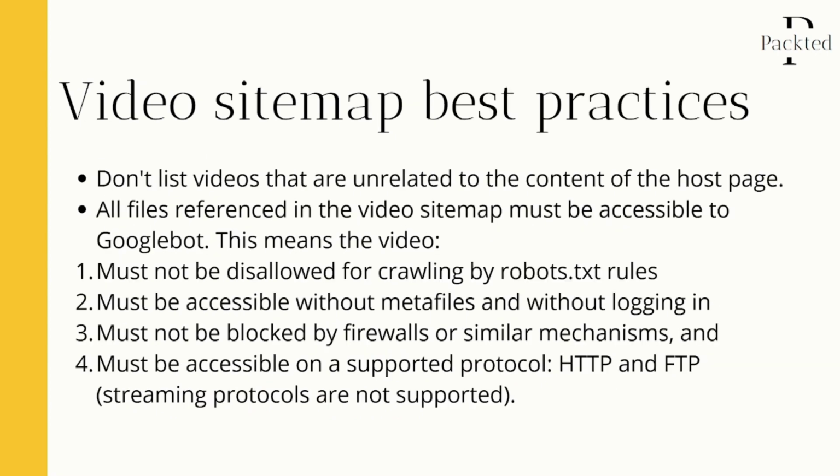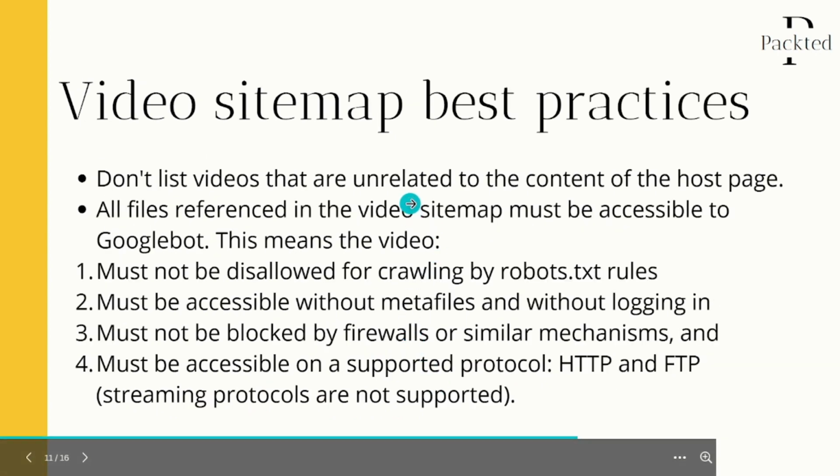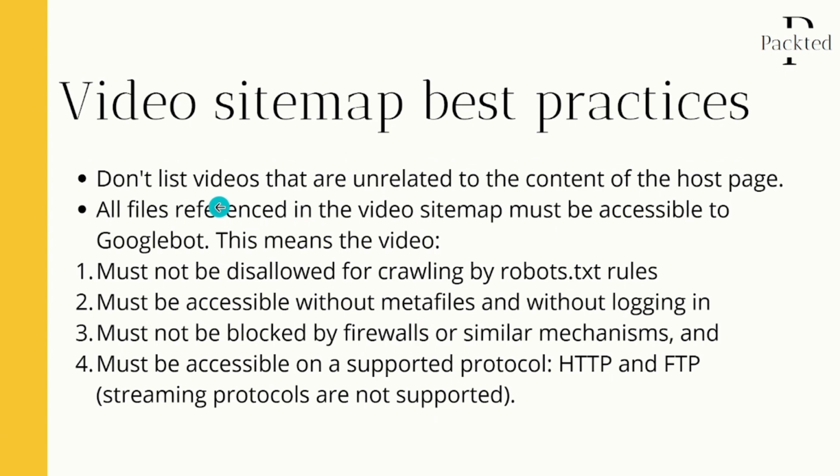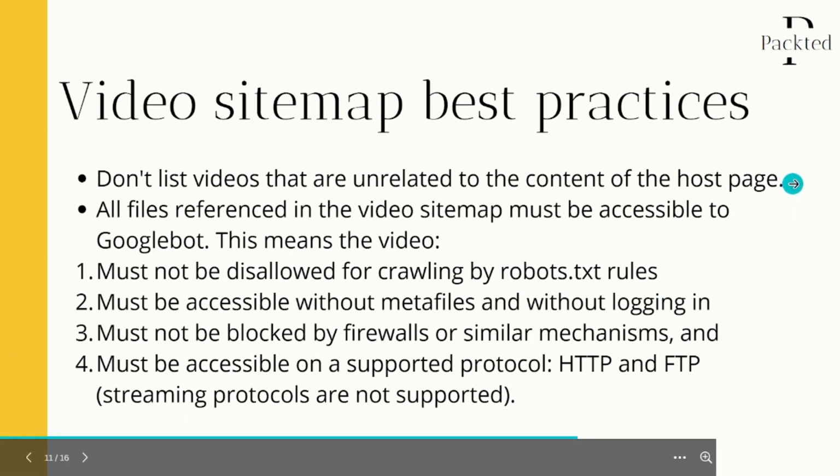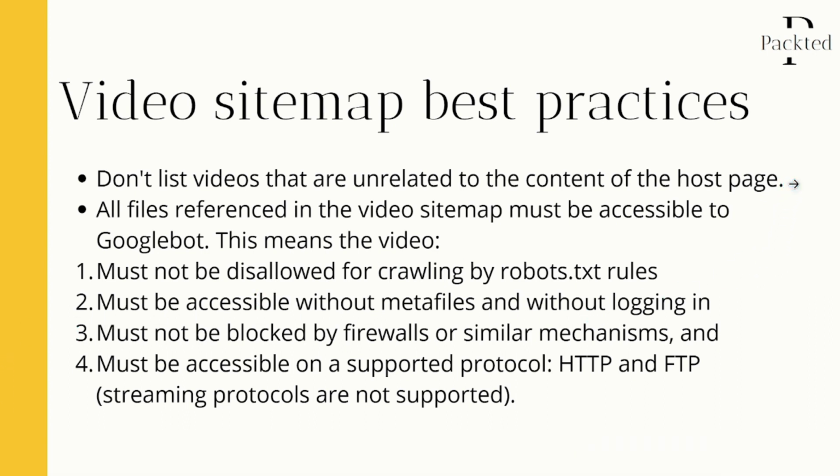So let's talk through some of the video sitemap best practices. It says don't list videos that are unrelated to the content of the host page. Suppose you have a video and it is not related to the main page, so it is not necessary or important that you add that video into the sitemap because it is not related to the main content. Next, all of the files referenced in the video sitemap must be accessible to the Googlebot.